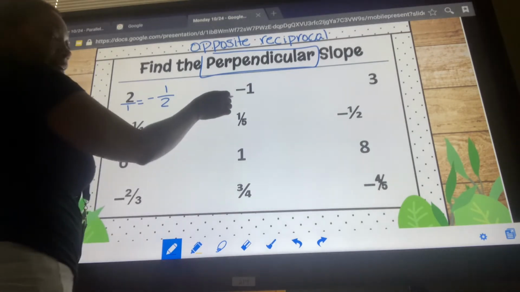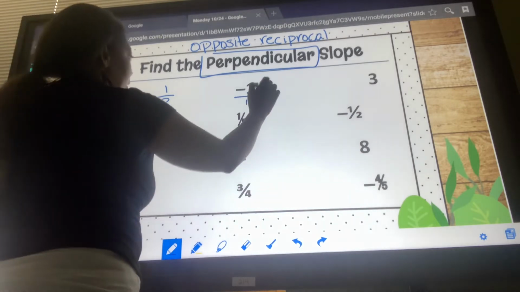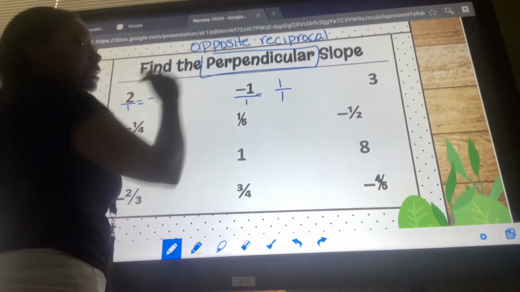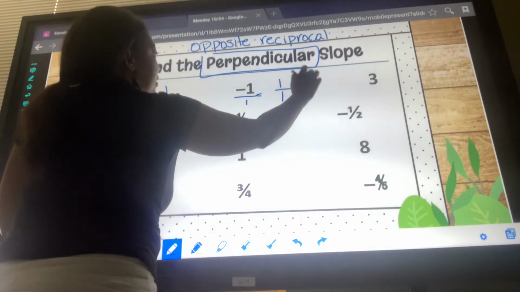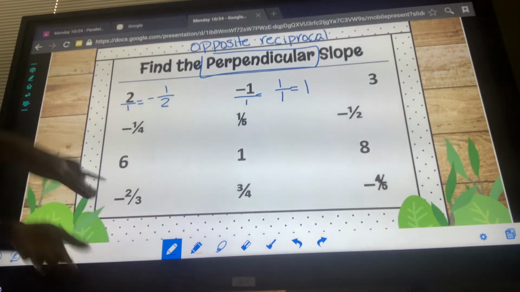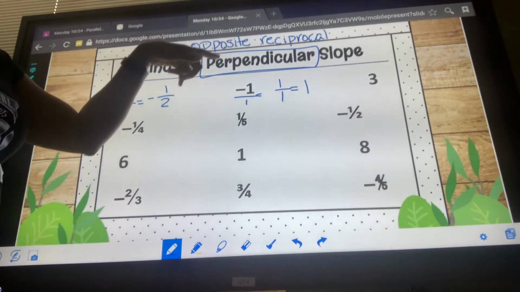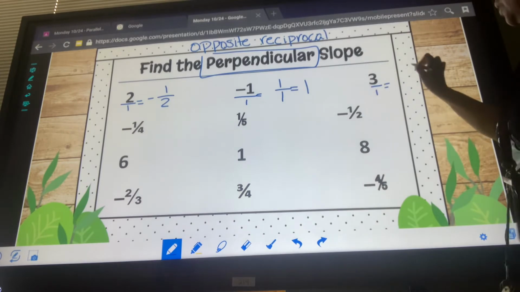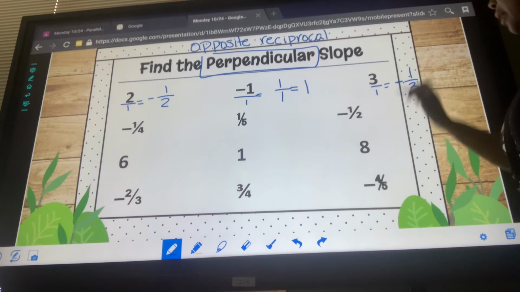All right, slope of negative 1, write it as a fraction. So when I flip it, still going to become 1/1 basically, and it needs to be the opposite. So the opposite of a negative is a positive. That just equals a 1. Okay, the ones are pretty easy. It's just going to be the opposite of that number. Okay, on our 3, we're going to write this as a fraction first. Now flip it and put the opposite. Opposite of positive is negative.